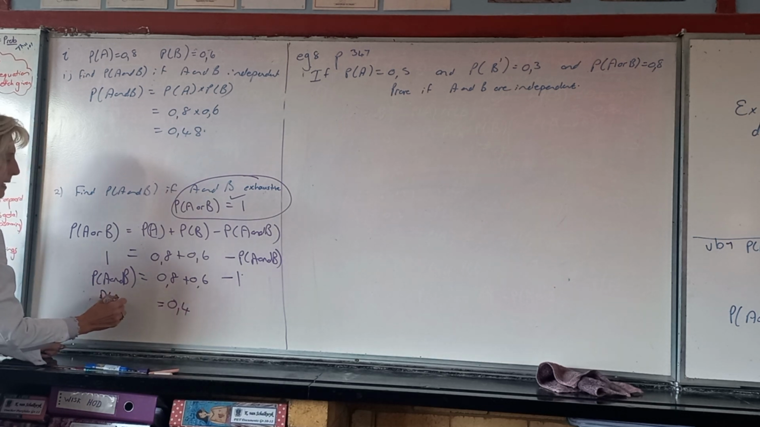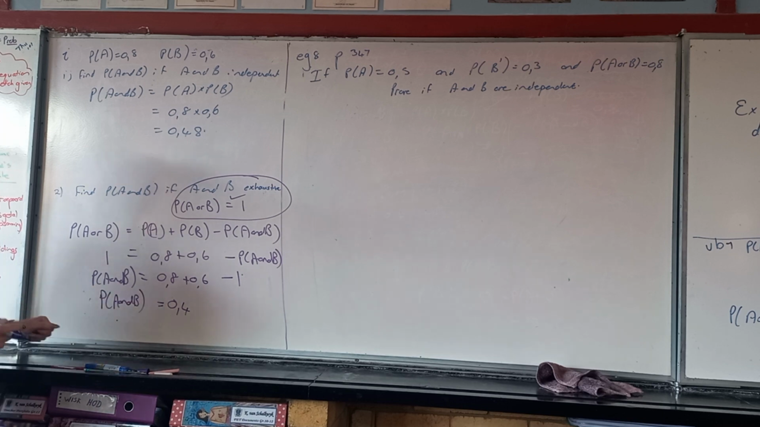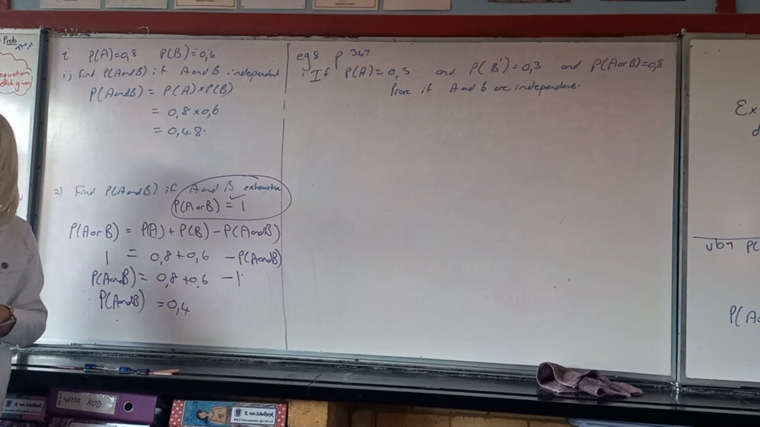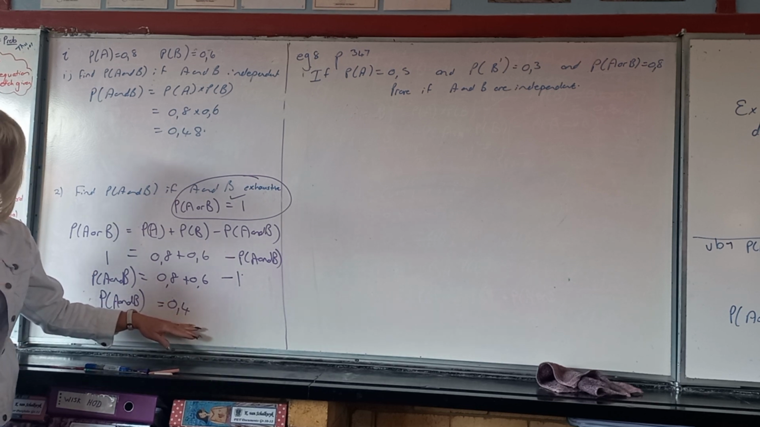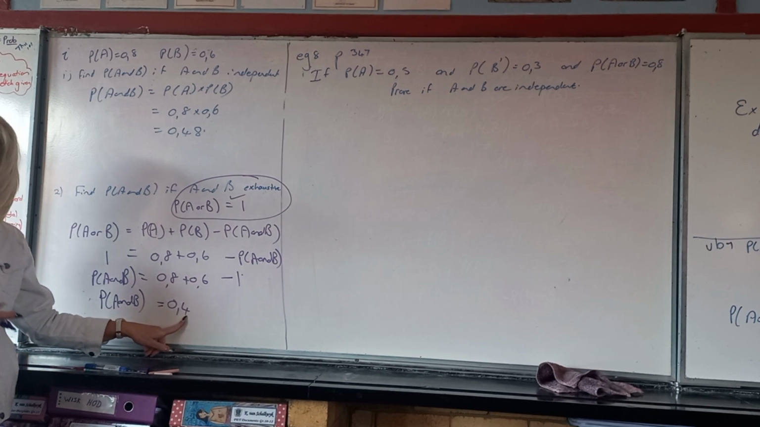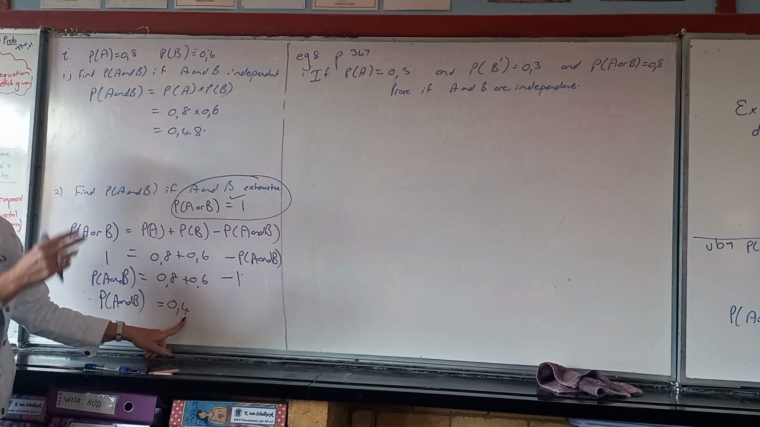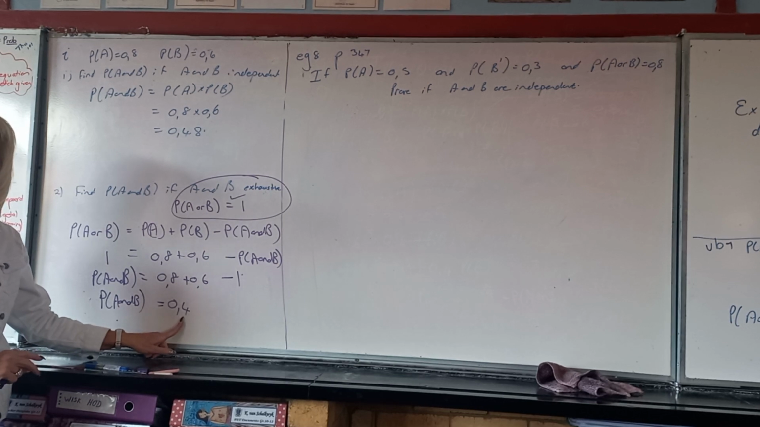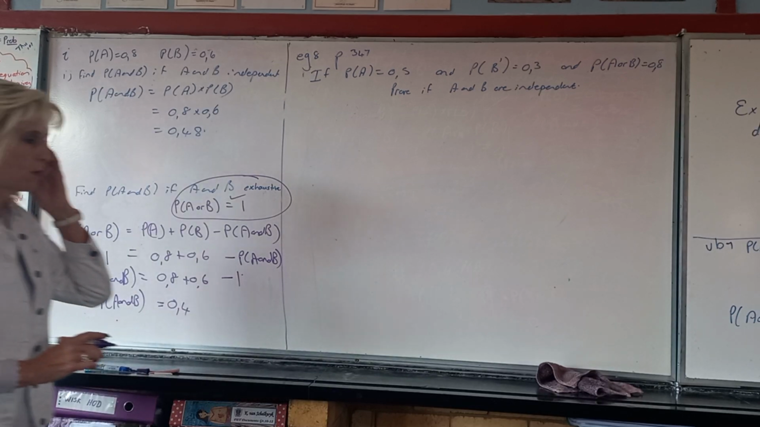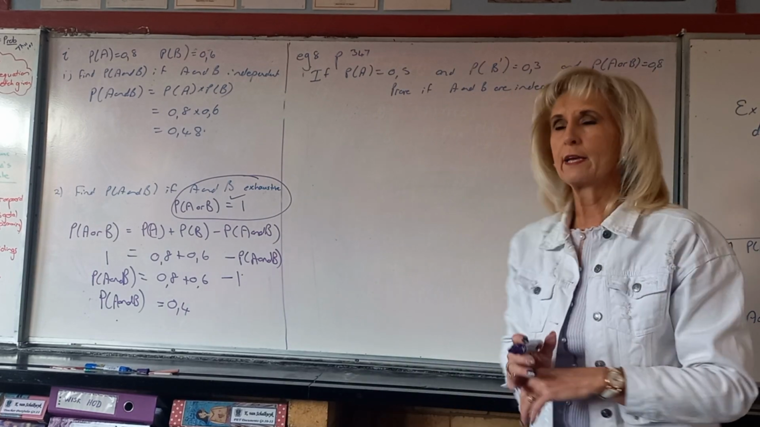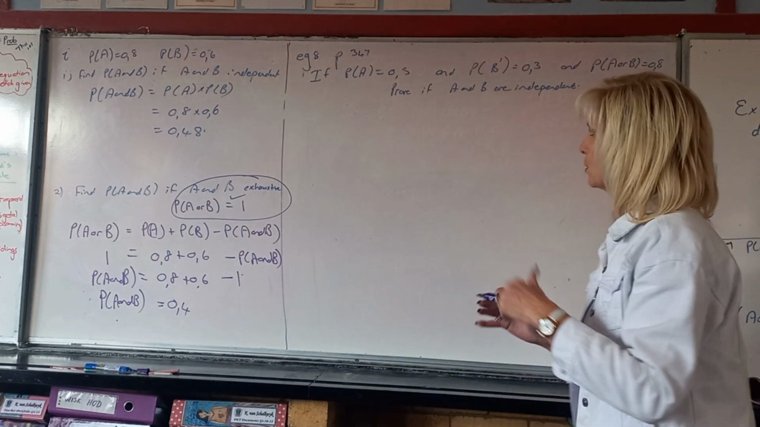If I made a mistake and my answer was 1.2, would you feel uneasy? I hope so. Because remember that probabilities are less than 1, because it's actually percentages. So this percentage, the chance of A and B happening together, is 40%. It can't be 1.2, which means 120%. Can't be. All right, one more example before I give you one to go and try for yourself.